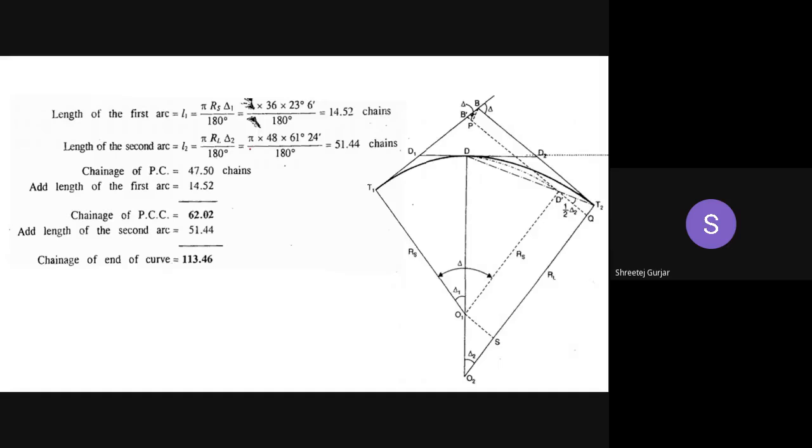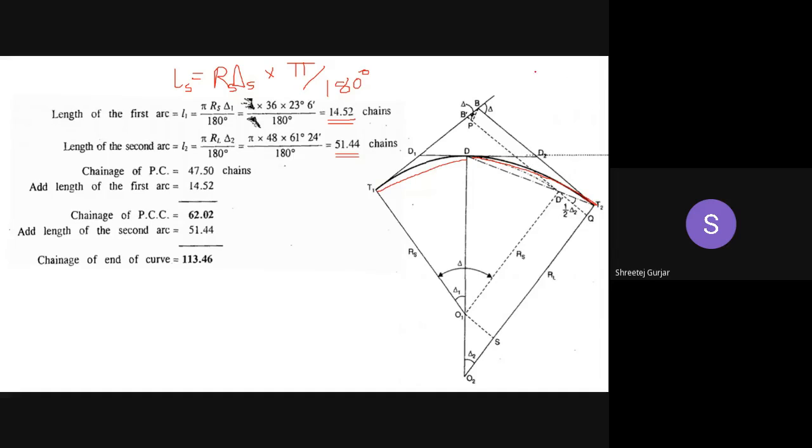Now length of the arc you can calculate: R into delta. R into delta is the length of the long curve, right? If you want to find the short curve, apply RS and apply delta S, right? RS and delta S. Don't forget to multiply by pi by 180 to convert it to degrees. Okay, so in this format you can get the length of the first curve and you can get the length of the second curve. The length of the first curve is here, length of the second curve is from here to here.